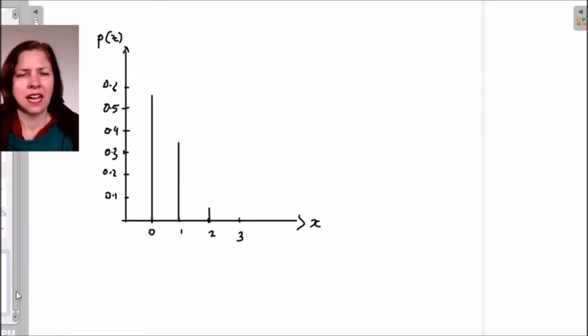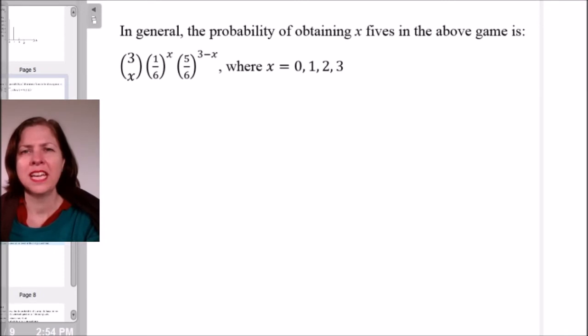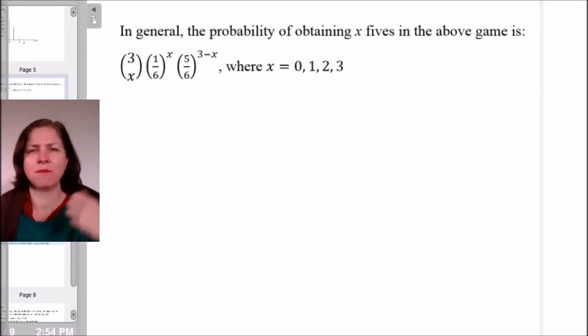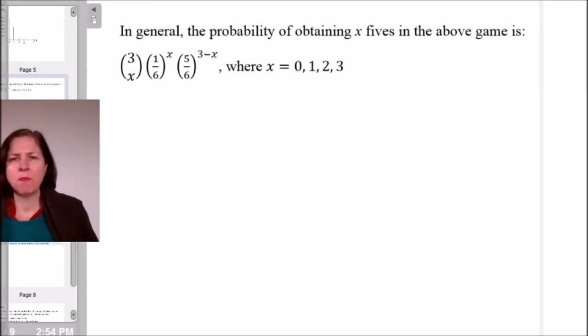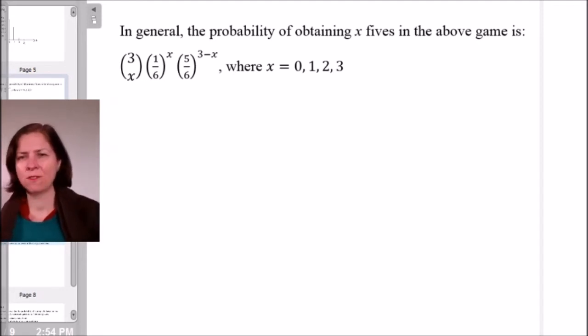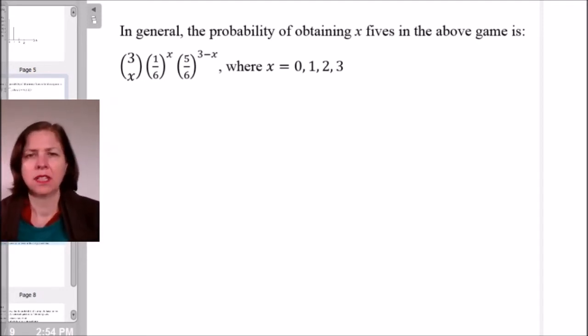Okay, but let's look now at the pattern that we've just explored. So here you can see the pattern from the game that we were just looking at. The probability of obtaining x 5s in this game, where there are 4 possible numbers that we can get for x: 0, 1, 2, or 3. This is the formula for how we can calculate this.